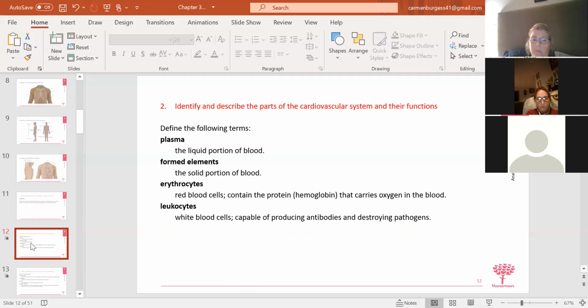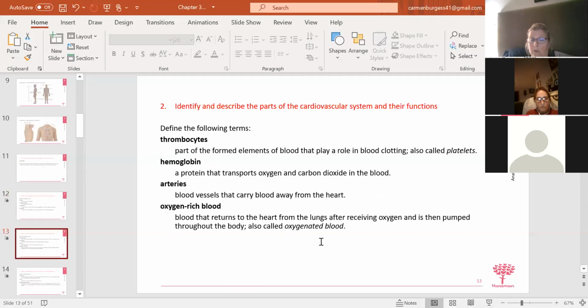Thrombocytes, that's part of the blood. They are responsible for blood clotting. That's part of the formed elements. They're also called platelets. But when you see that root word thrombo right there, that means clot. So you'll know that has something to do with clotting, and cyte is like cell. These are, unfortunately, just terms.